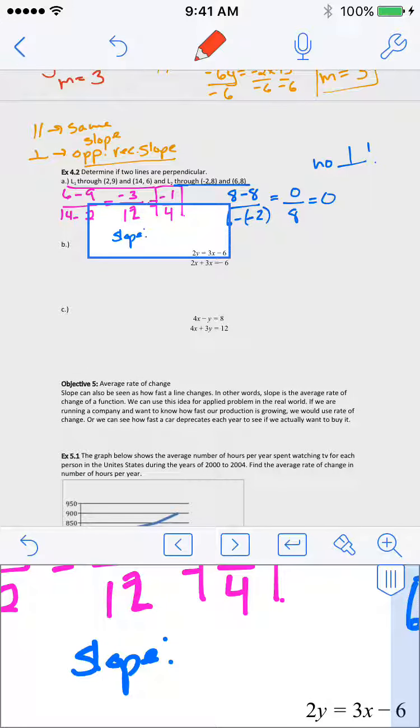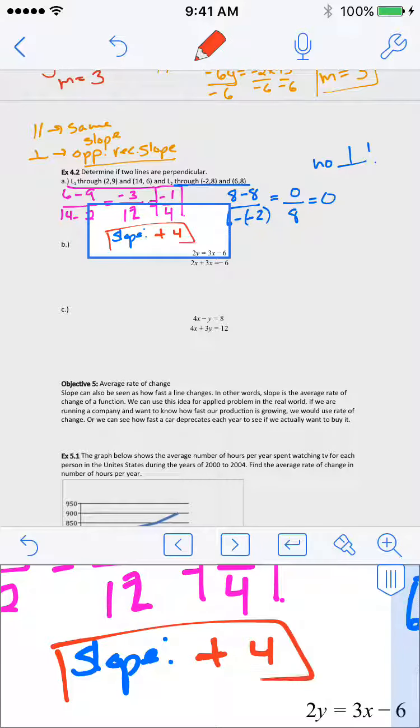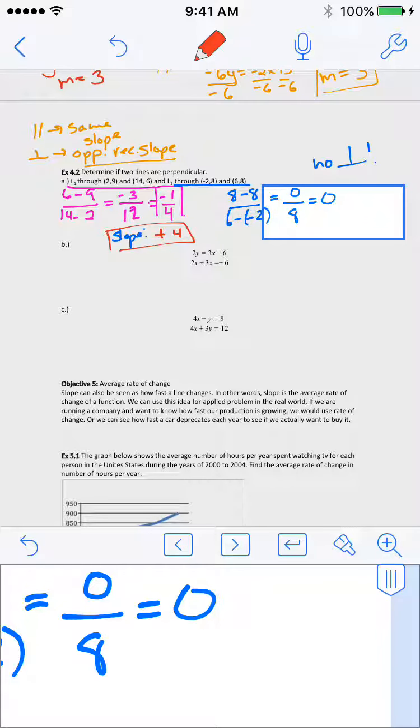The opposite of that would have to be positive, right? And what would be the reciprocal of 1/4? That would be 4. Very nice. That would be the opposite to that one. What would be the opposite reciprocal to 0?